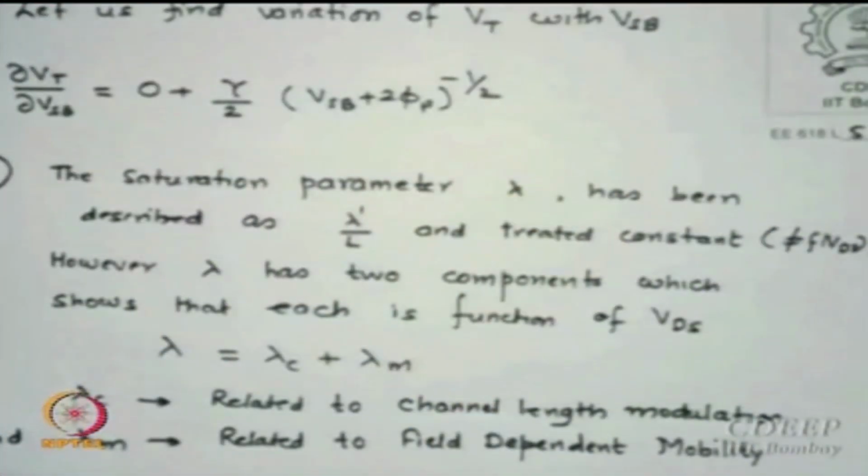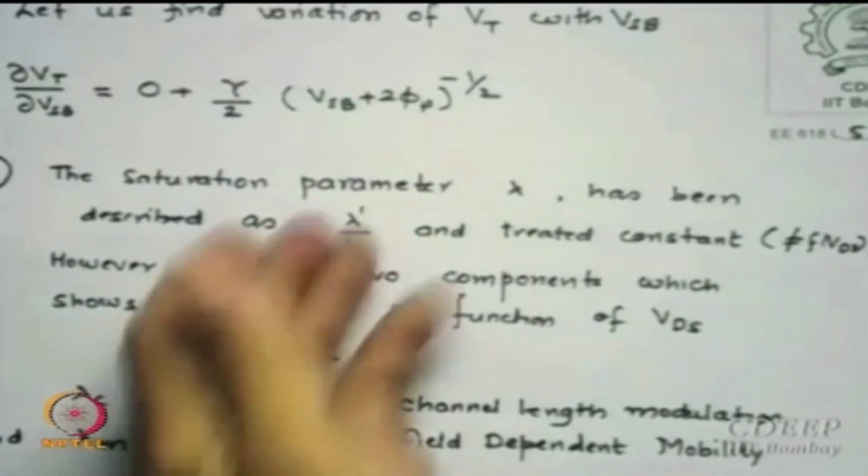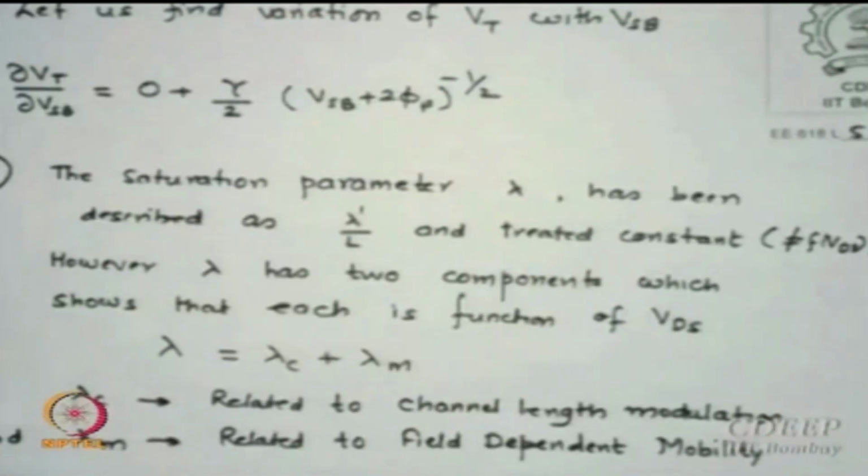Now why, we will see this later. There are two parts in lambda in reality. One is what we call channel length modulation, lambda c, from where this lambda dash by L actually appeared, and the second term is called lambda m, which essentially is related to mobility. If you see our current expressions for the MOS transistor, IDS is proportional to mu. In deriving all these expressions, we took mu out of the integral. When I calculate IDS-VDS characteristics, I removed mu, I took it as constant, but in reality mu varies with the electric field. Mu varies with many other things, but at least for us the immediate worry is the electric field.